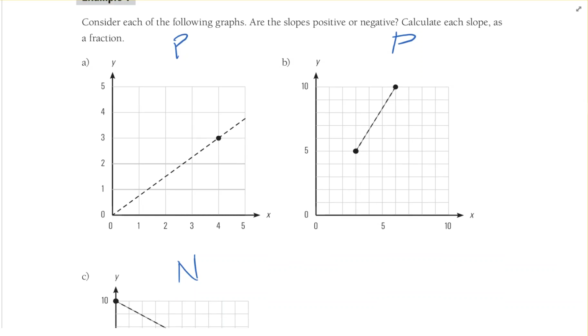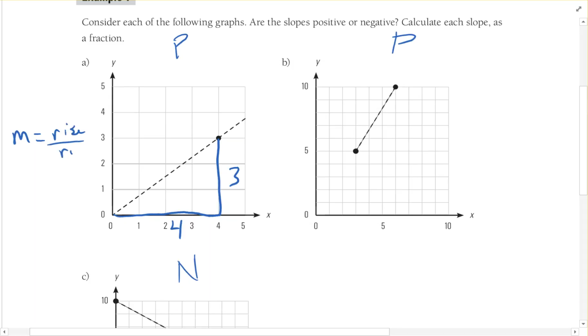Like I said, just make a triangle. I would just go right from there. Oh, too far. Up to that point probably, and say, okay, it had a run of 4 and a rise of 3. So if m is equal to rise over run, then the slope is equal to, my rise was 3, my run was 4. That's my answer, 3 over 4.